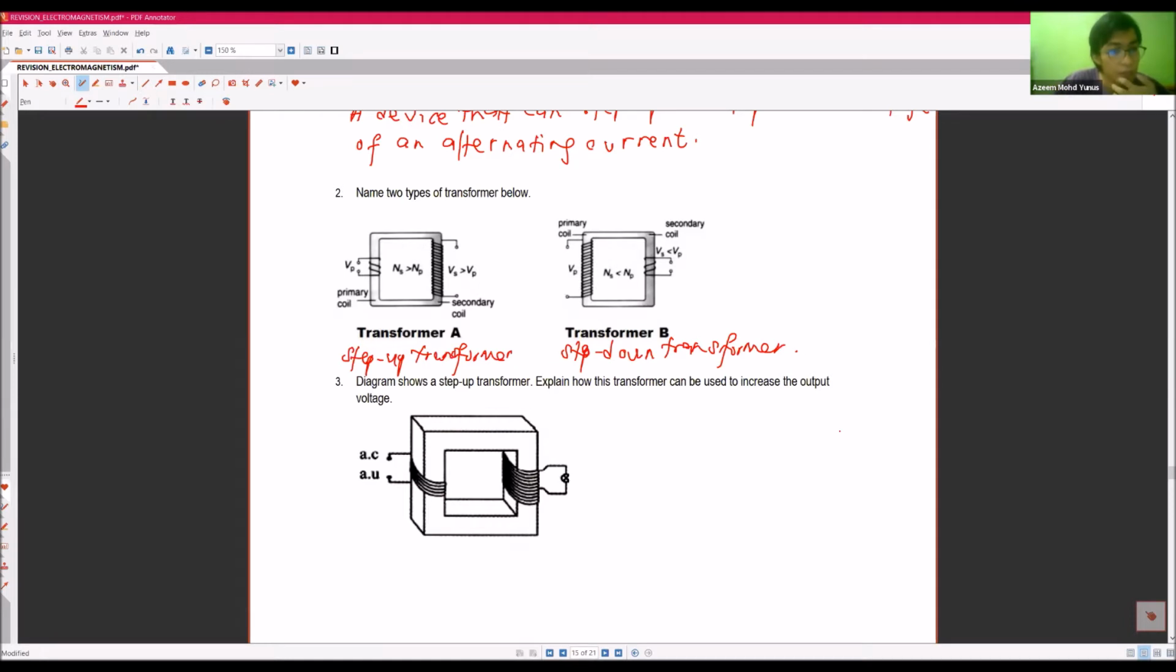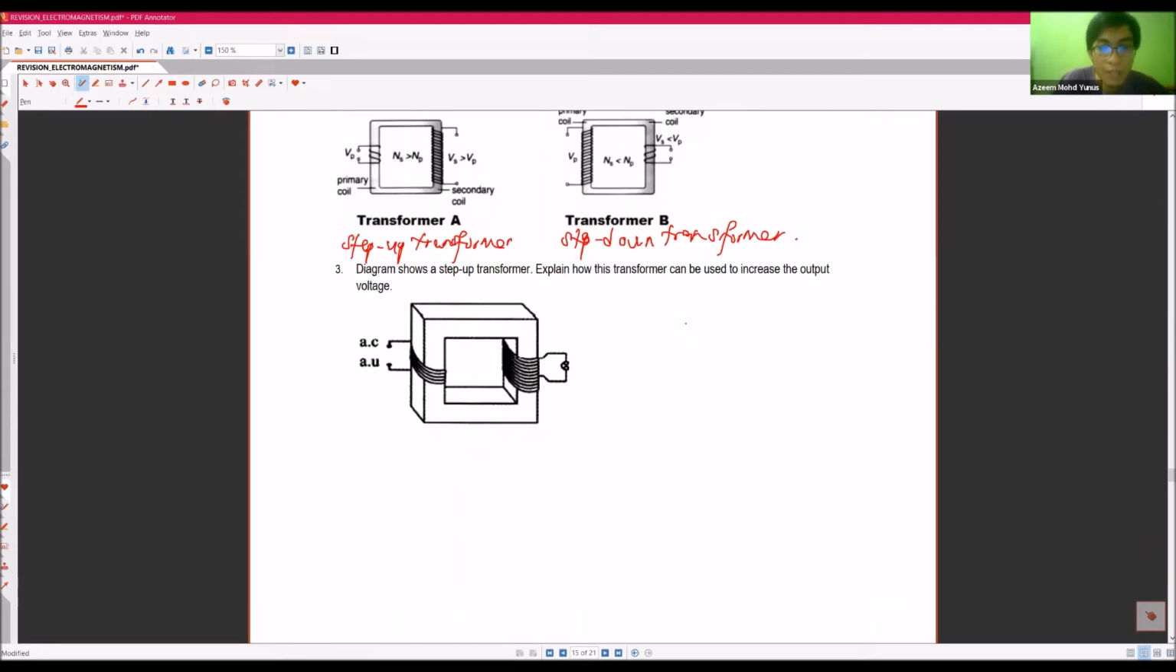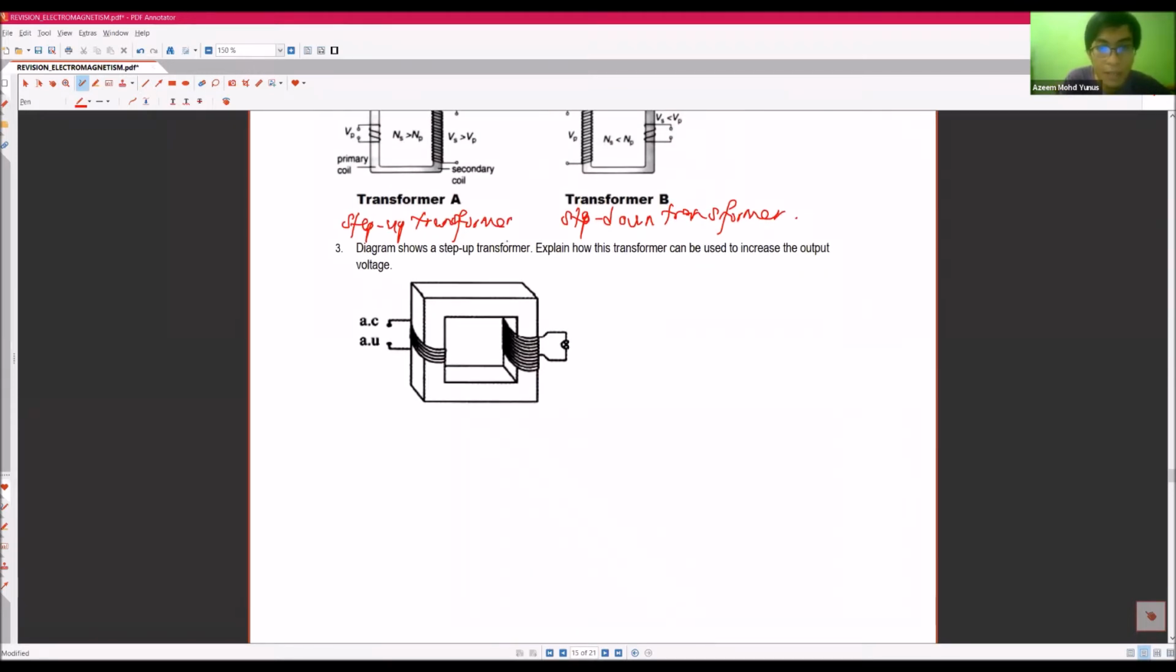Okay, number three, diagram shows a step up transformer. Again, why it's called step up? Because the secondary coil has a larger number of turns compared to the primary coil. How we know which one is primary, which one is secondary? Primary always connected to the power supply, which is the AC current, whereas secondary must be connected to load, such as bulb, motor, or whatever. Okay, explain how this transformer can be used to increase the output voltage.